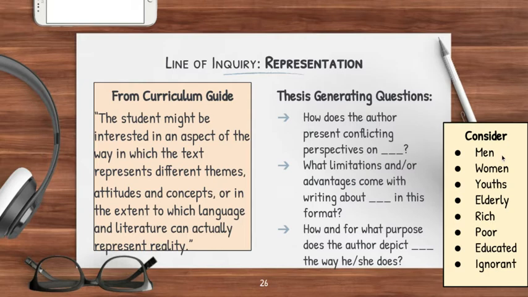You might want to talk about groups of people. So for example, you could say, how and for what purpose does the author depict men the way he or she does, or women, or youths, right? Younger people, or the elderly. How and for what purpose does the author depict the rich or the poor, the educated or the ignorant or uneducated, etc.? This is not an exhaustive list, right? You can kind of keep going with different groups, but it may help you to kind of think of larger groups of people, not just one individual character.